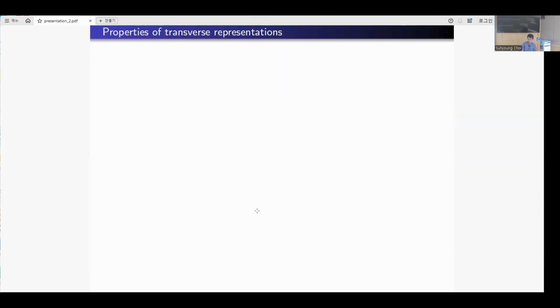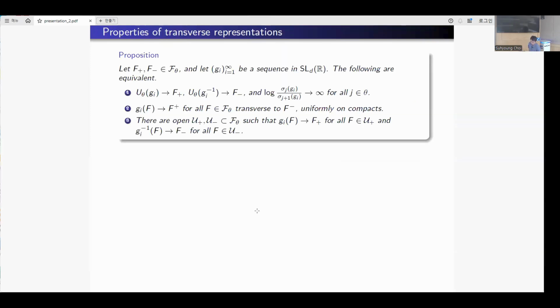Okay. So some properties of transverse representations. All of these properties pretty much follow from this linear algebra proposition, so let me go through it carefully. What this proposition says is that if you have two flags, f plus and f minus in F_theta, they don't need to be transverse, they can be equal, and you have a sequence g_i of linear maps in SL(d, R), then the following are equivalent.